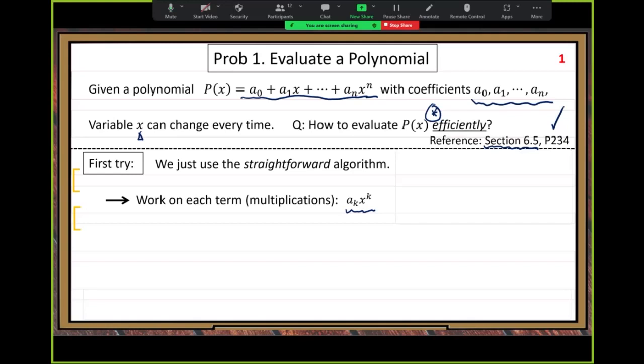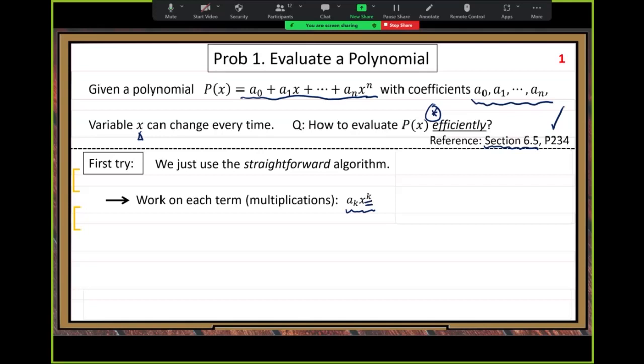My first question for you here: can you tell me how many multiplications we need to find the value of this term? Anyone can give me a number? Just give me a number. Which one you feel is the best? 2? Oh, 2. Look at this k here, the exponent. This k could be a large number.